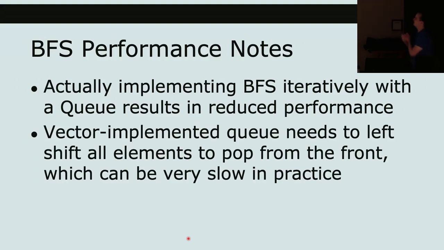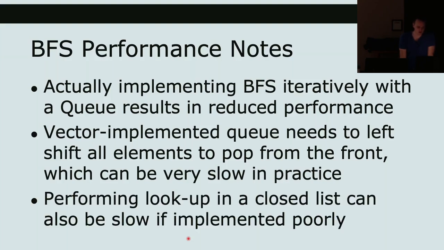A vector implemented queue needs to, in an actual vector, I'm not sure exactly what JavaScript is doing. JavaScript is actually remarkably fast with shift, meaning remove the first thing from it. But in an actual vector, you know that if you remove the first thing, everything else needs to be shifted to the left, which is a linear time operation, which is really slow. That can be very slow in practice. And also, it means that as our lists grow bigger, our operations become slower, which we don't want at all. So performing lookup in the closed list, if you do this, can be very, very slow, right? Or taking something from the open list.